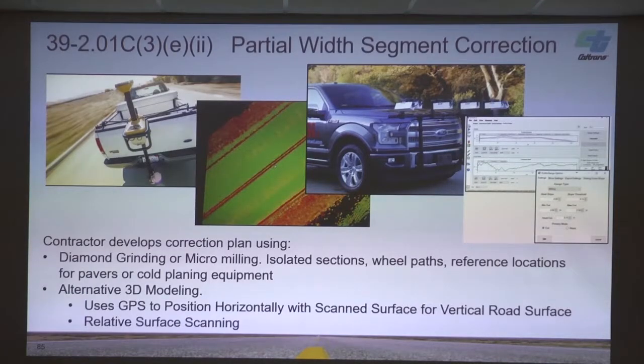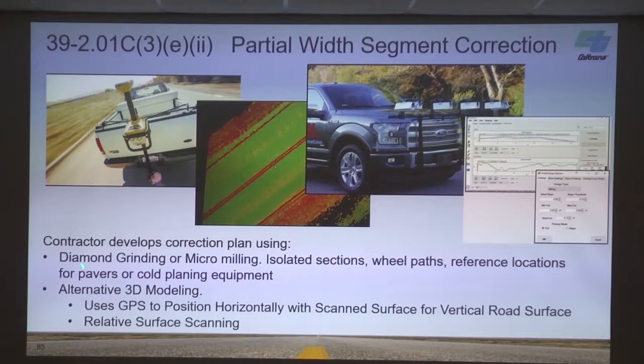Okay, partial width segment correction. This is all new, right? So the contractor develops a correction plan using diamond grinding or micromilling equipment. They can do isolated sections or wheel paths, or they might cut a path for the paver's ski to ride on. There's Don Matthews from Pavement Recyclers. He's got a lot of cold planers and some diamond grinders. He's big on saying you need to cut a path for your paver for the ski to follow. The smoother your reference, the smoother your paver will be, which is true.